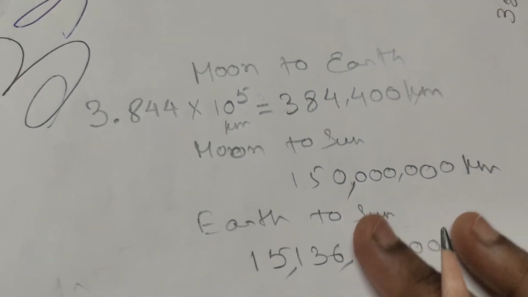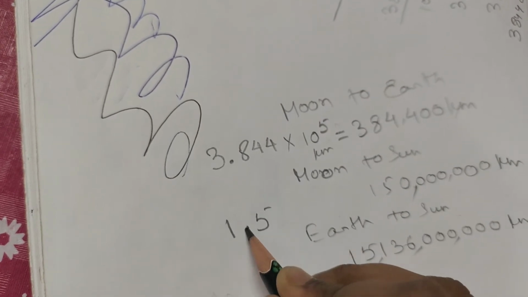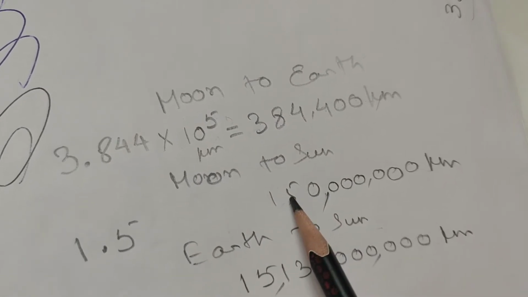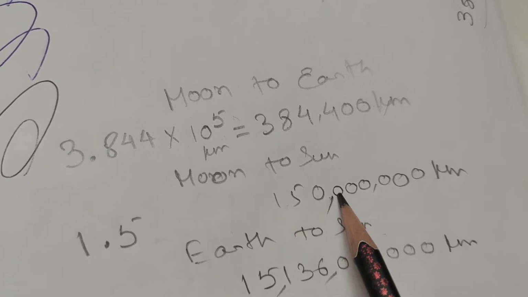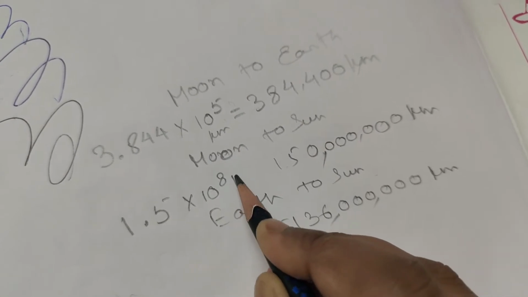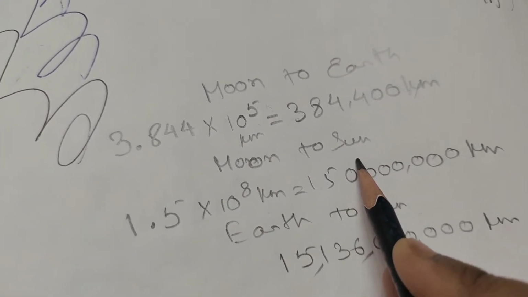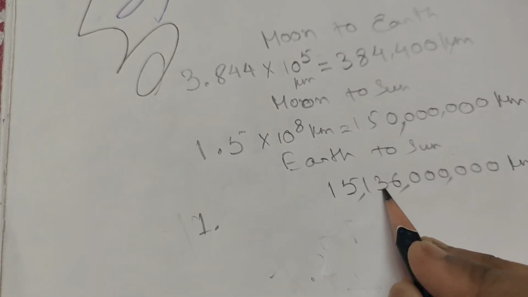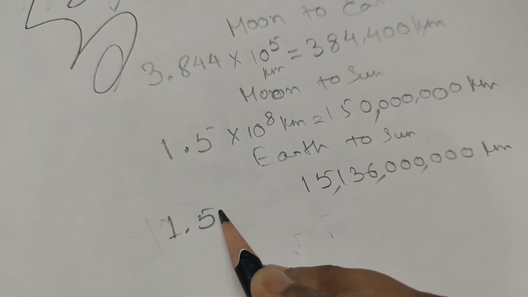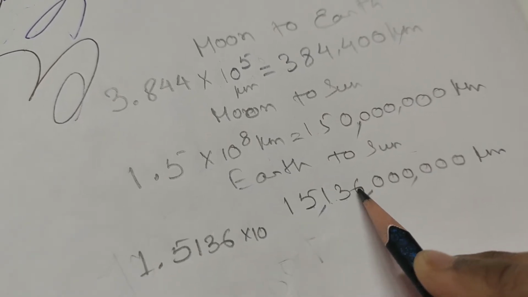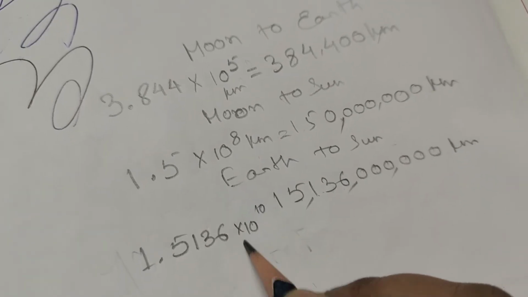Similarly, for this one, you just write 1 and a decimal and write 5. Sorry, I missed out 5, but we'll have to include it. 1, 2, 3, 4, 5, 6, 7, 8. So into 10 to the power 8 kilometer is the distance between the moon and the sun. Again in the same manner, earth to sun. I have 4 numbers apart from 0, so I will write 5.136 into 10 to the power 10 kilometer.